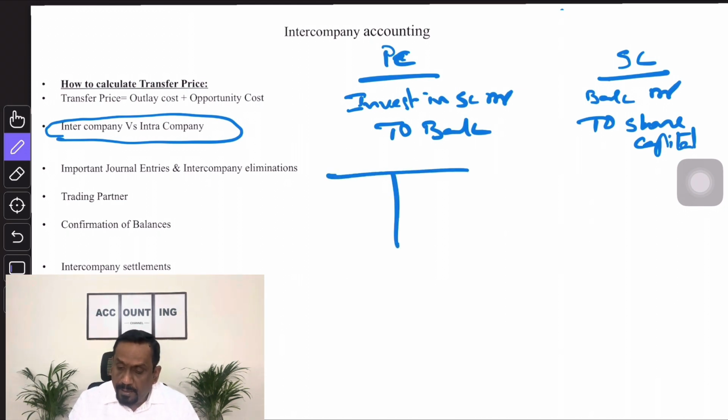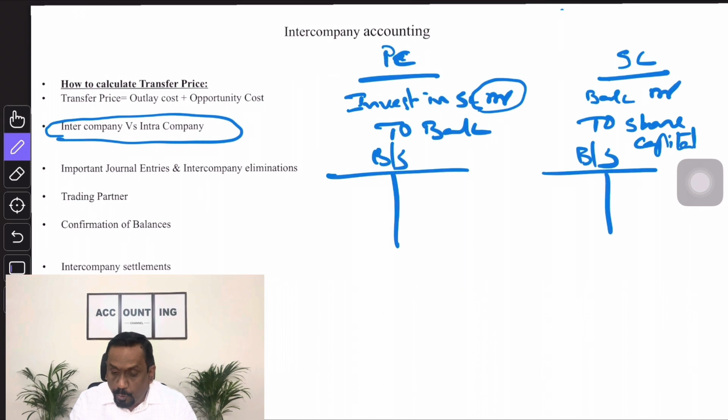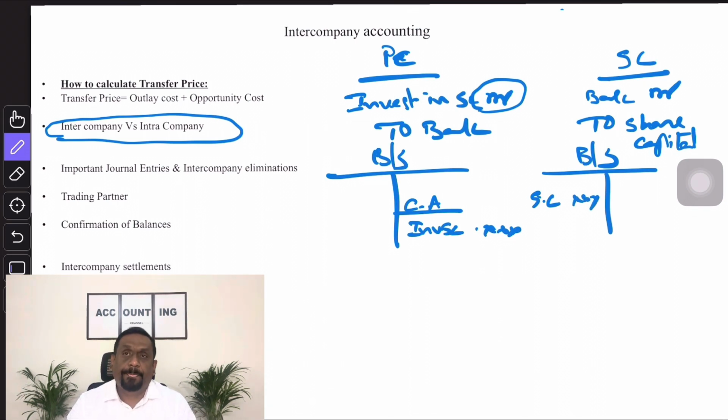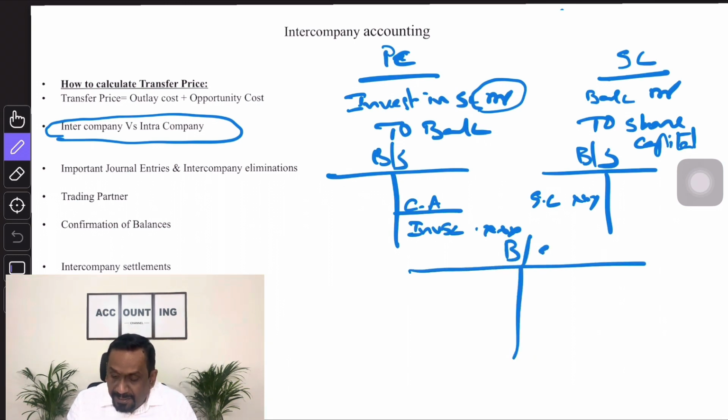Let us prepare the balance sheet now. Parent company balance sheet, investment in subsidiary company debit is there, right? That will be shown under current assets. Investment in subsidiary companies will be shown on the asset side of the balance sheet in parent company books. Share capital will be shown under the liability side of the balance sheet in subsidiary companies. When we prepare a consolidated balance sheet, this entry has to be eliminated.